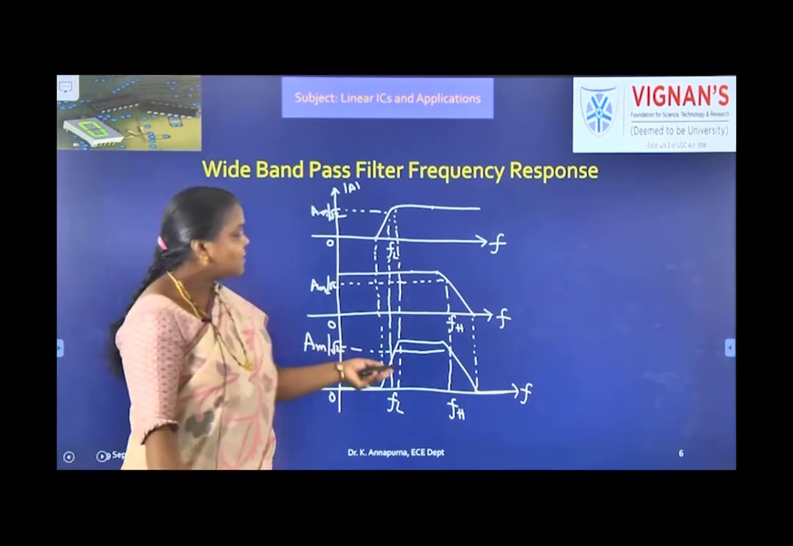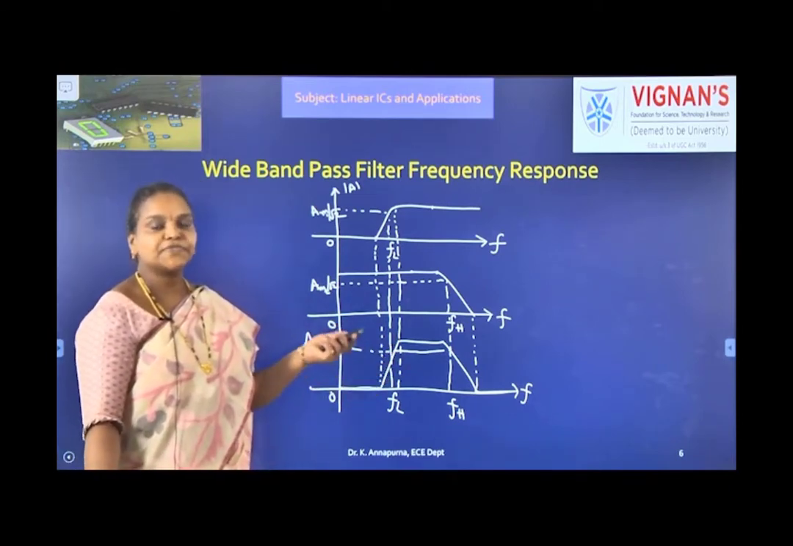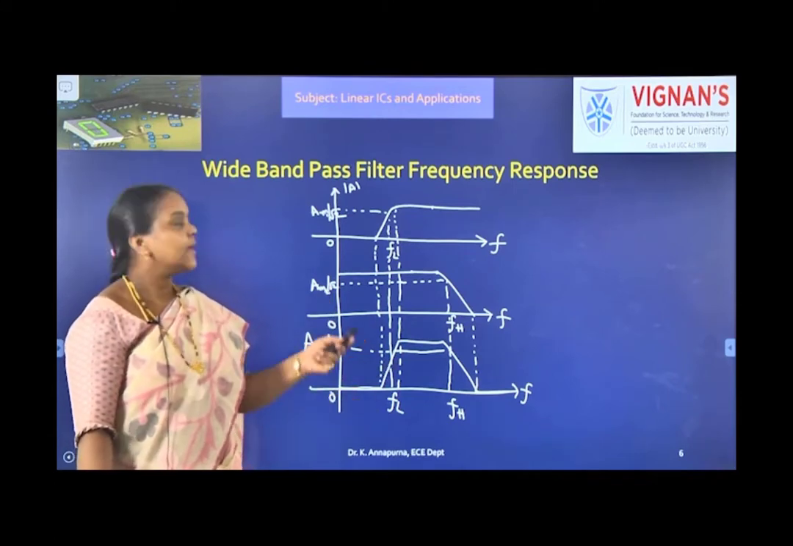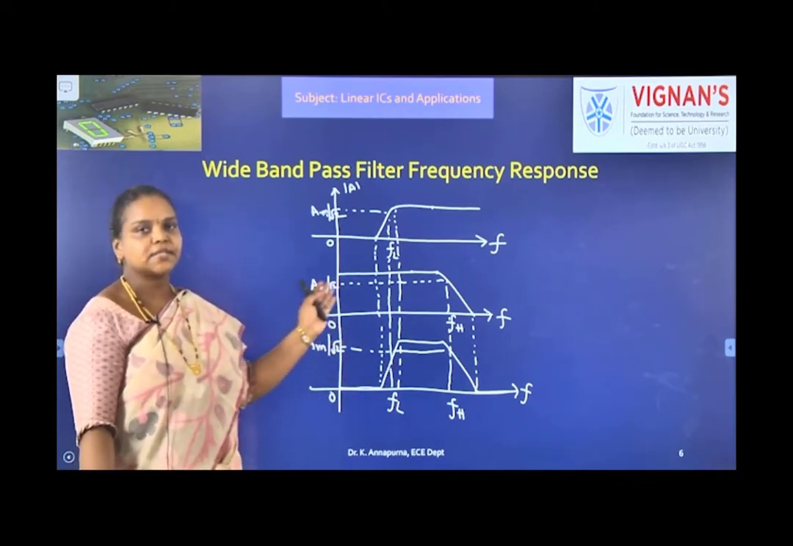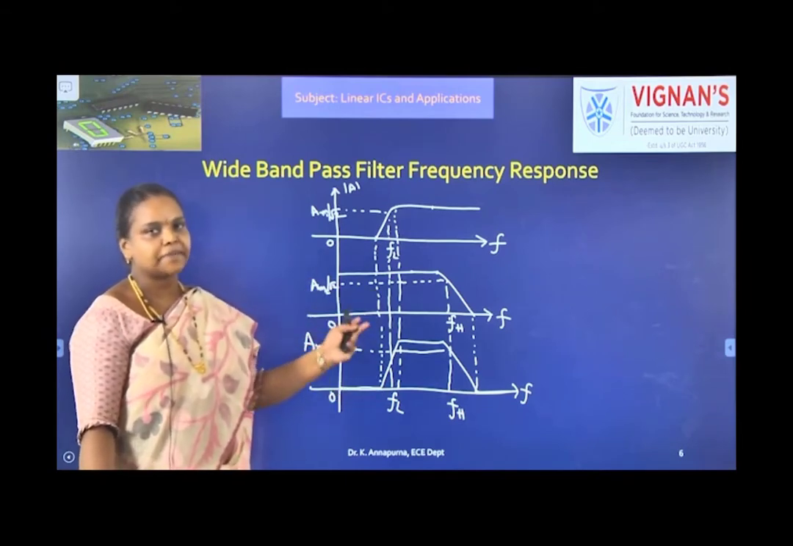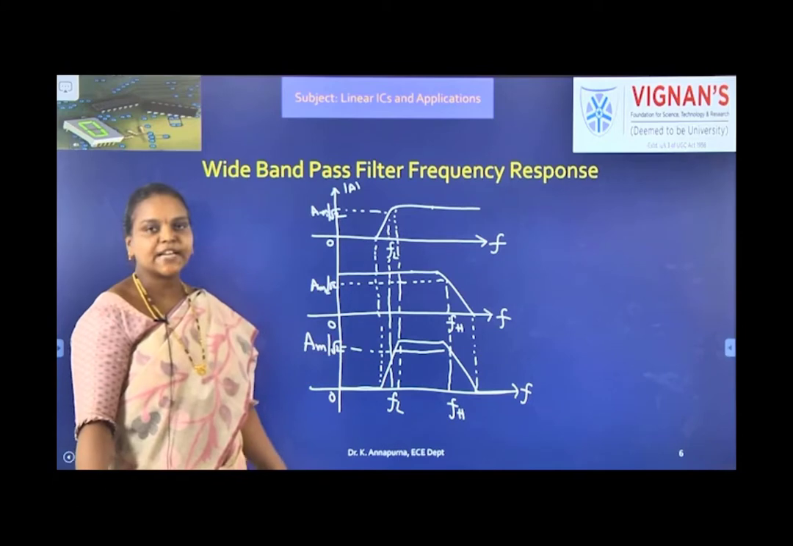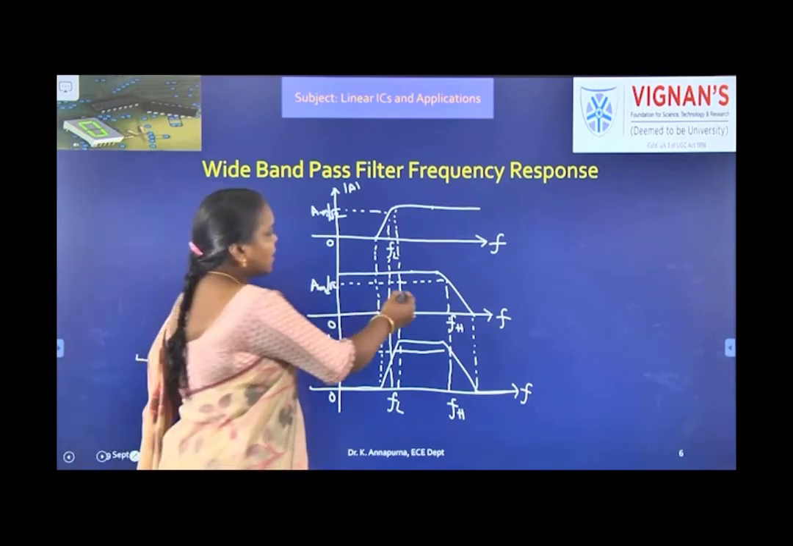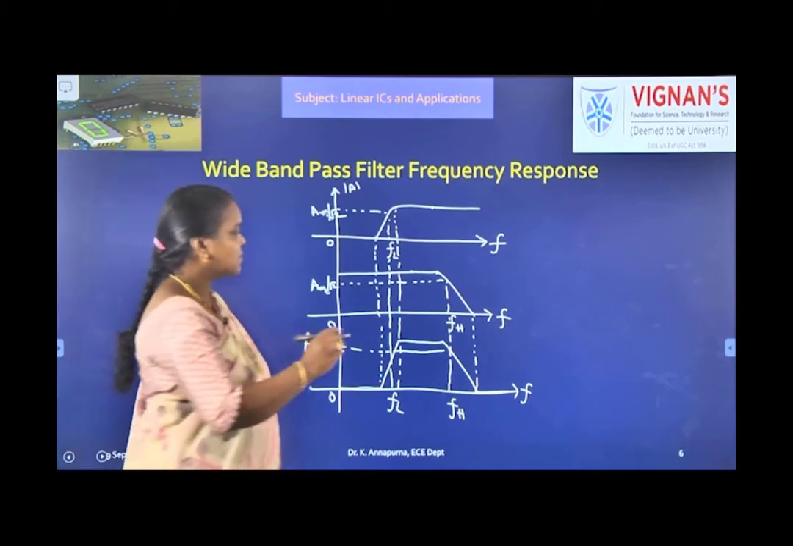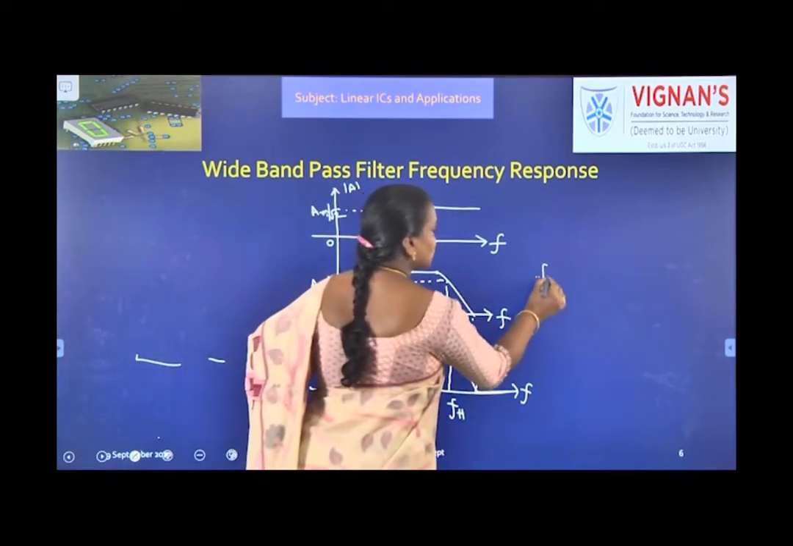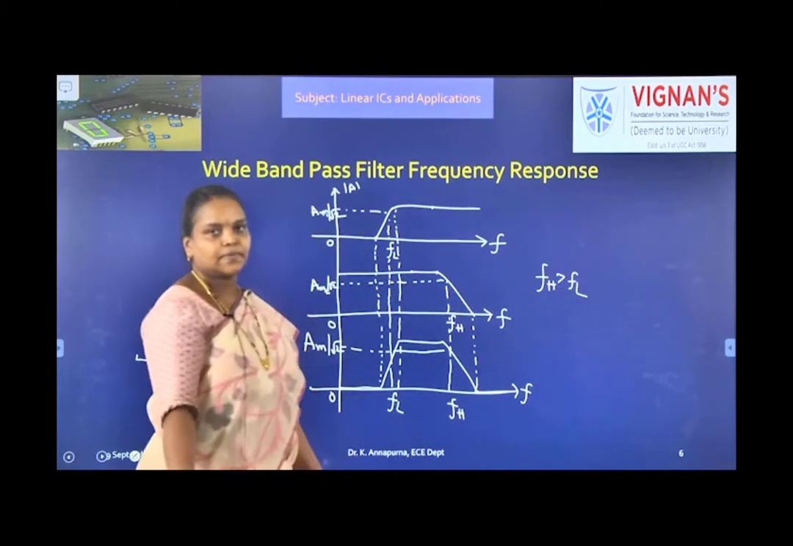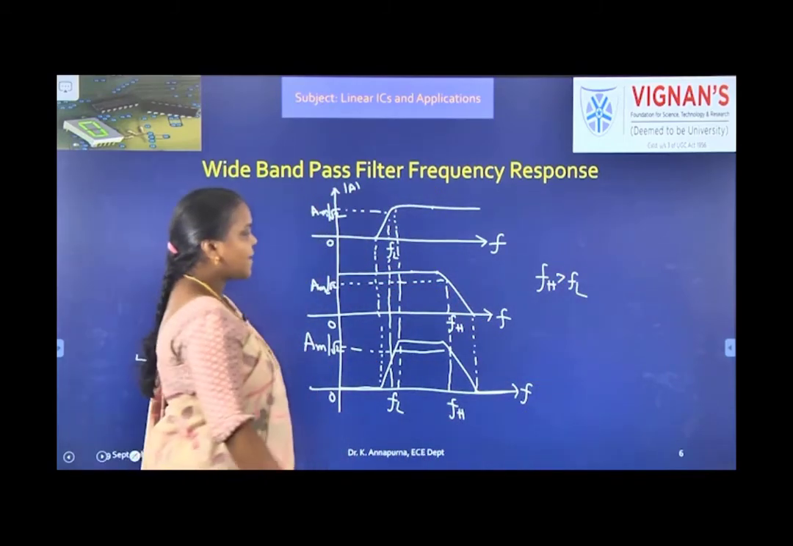So like this you can obtain the band pass frequency response by cascading a high pass filter and low pass filter. Here I have taken first high pass then low pass. It need not be like that. First you can take low pass and then high pass also. And here what is the condition? The cutoff frequency of low pass should be greater than high pass. That is FH should be greater than FL. Then only it is possible. Otherwise it won't happen.